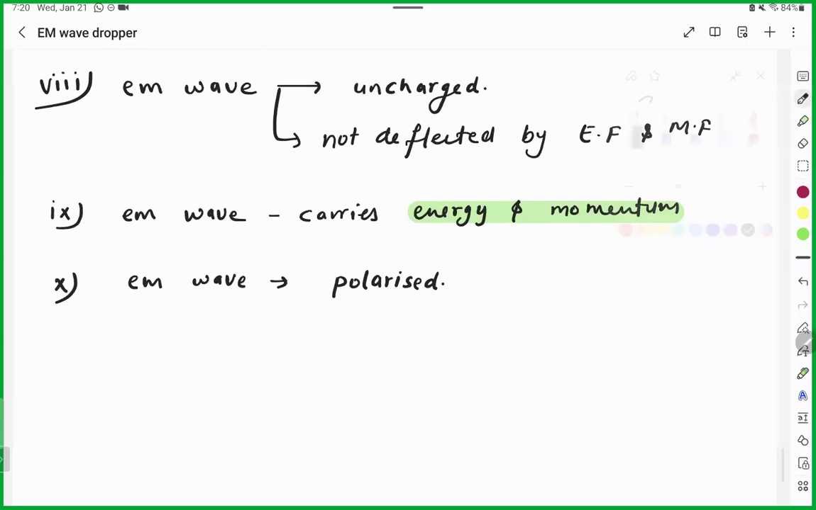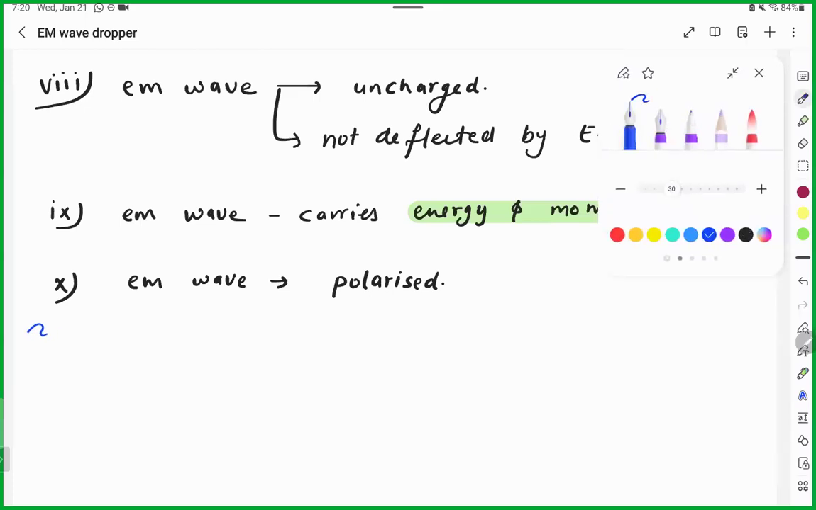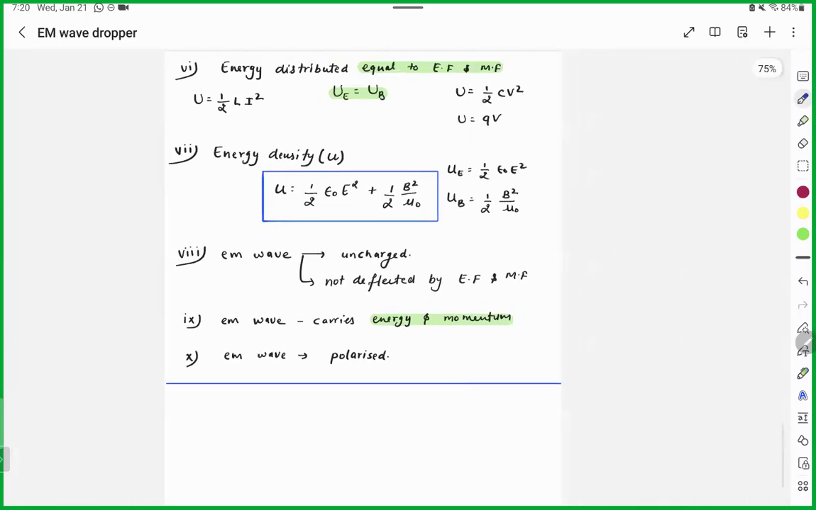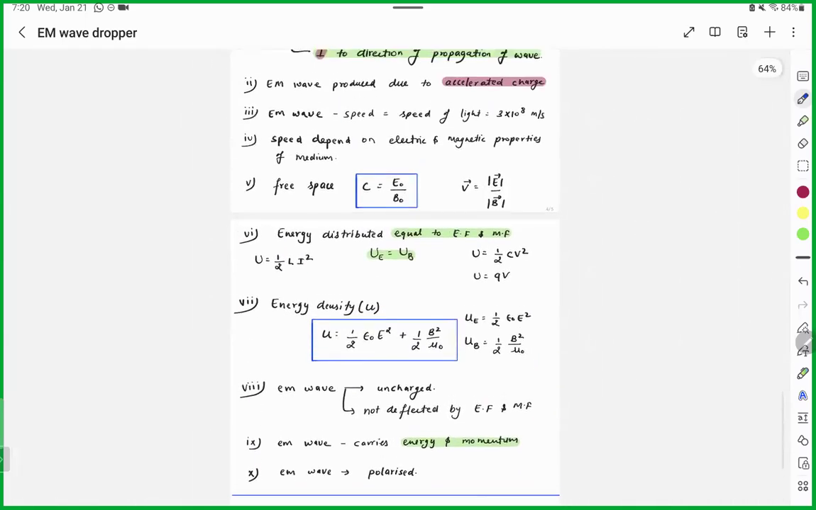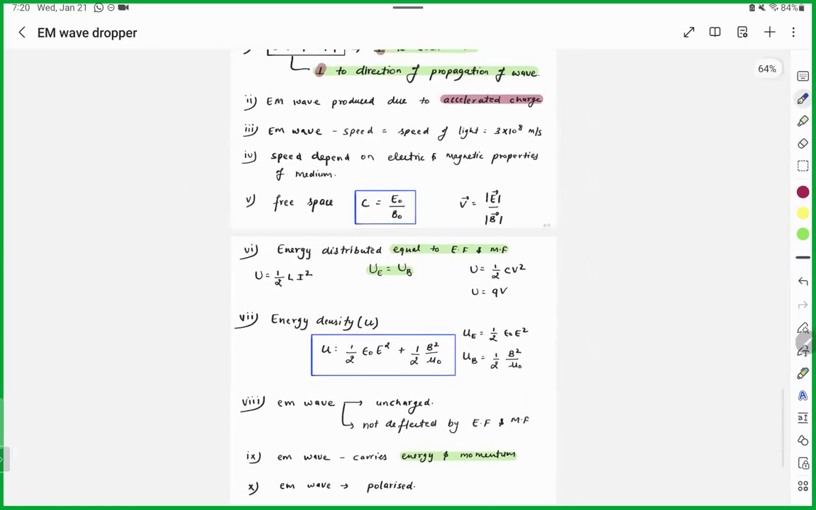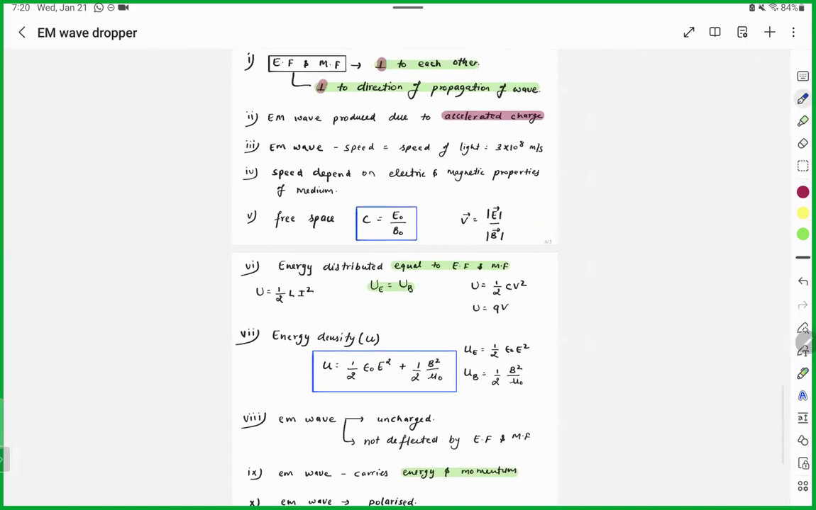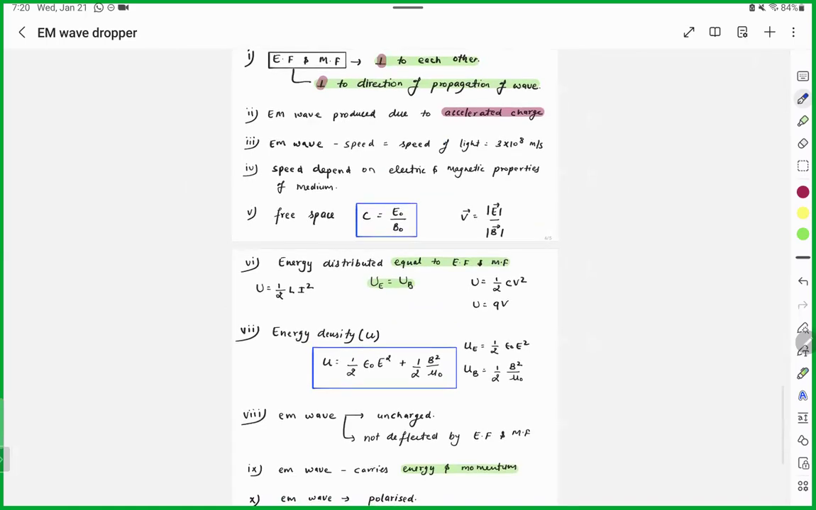Any doubt? Chandana and Sarah? No, sir. These 10 points are extremely important. Read them again carefully and ask me your doubts. Sir, can you explain the last point?